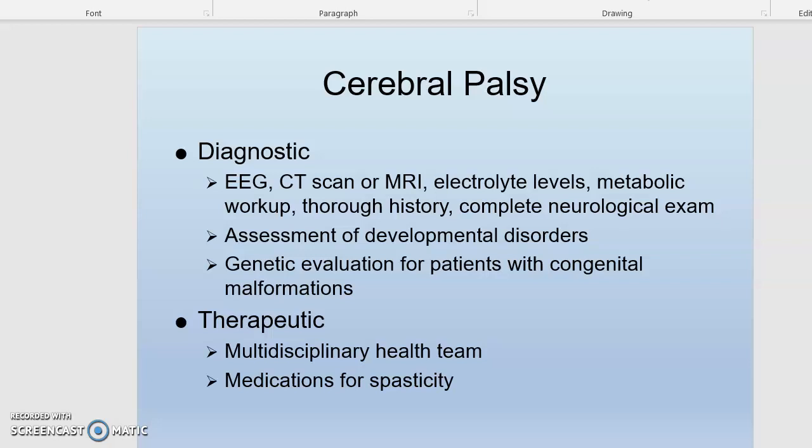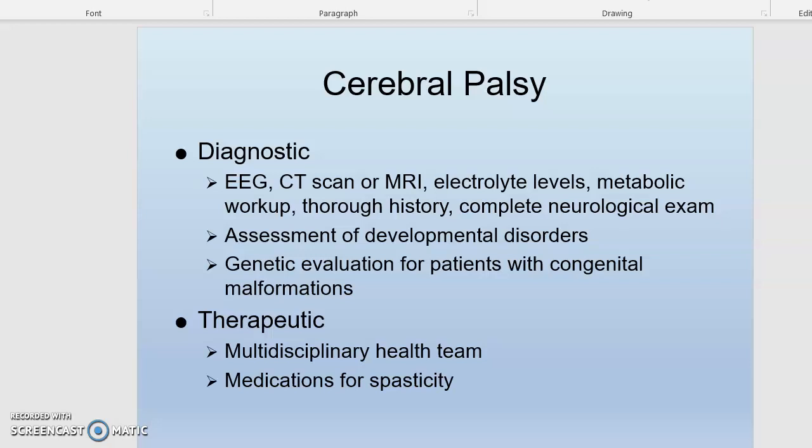Again, the child may be intellectually intact, but this factor can be overlooked because of the child's physical limitations. Therapeutic management can include medications for spasticity. Intrathecal baclofen, a skeletal muscle relaxant, can be administered via an infusion pump and can be used to treat severe spasticity in children with CP.